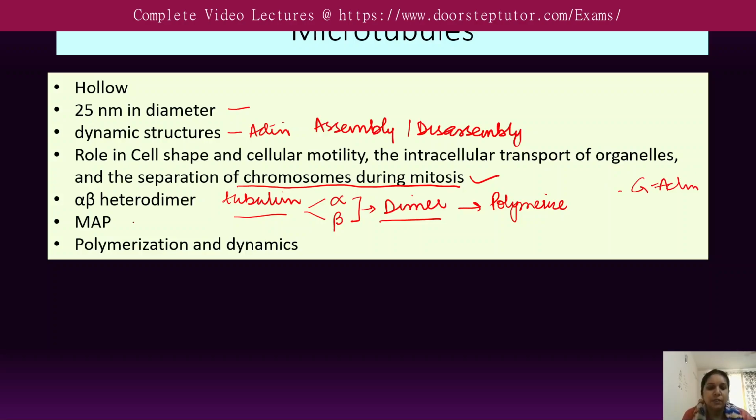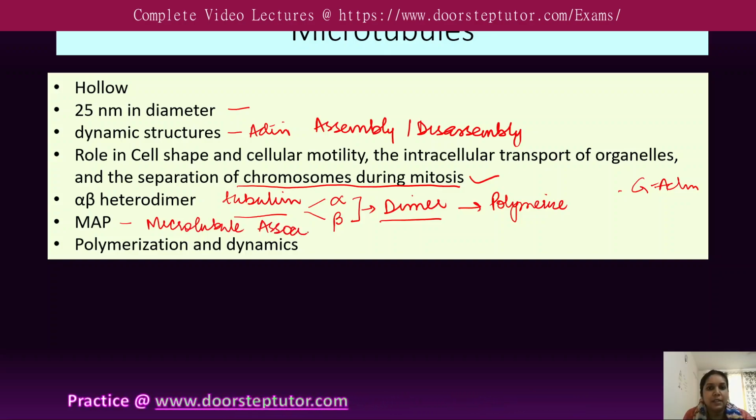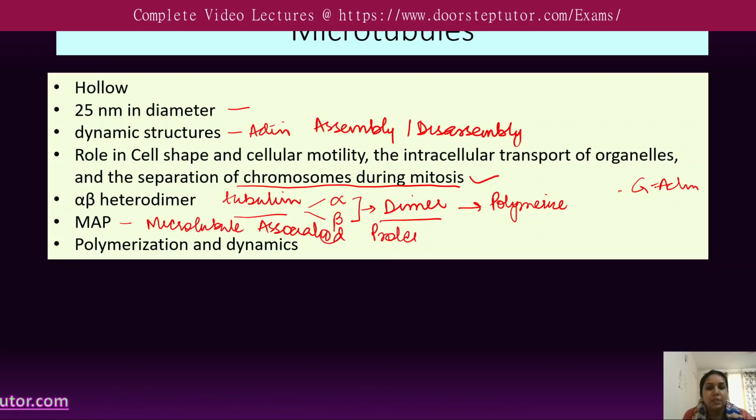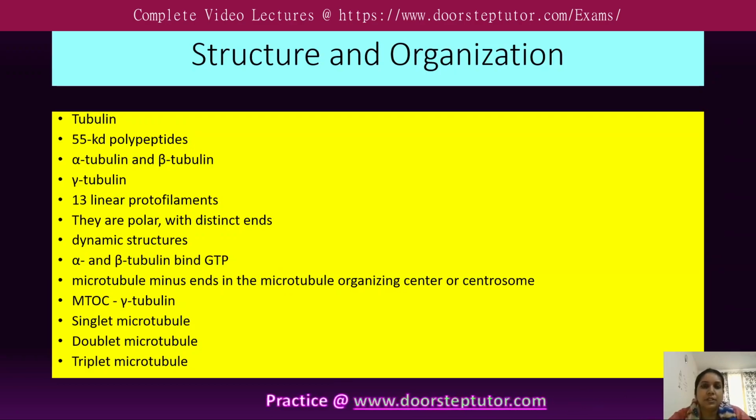Several MAPs, meaning microtubule associated proteins, are also involved, which are mainly responsible for the regulation of the synthesis and the disassembly of the microtubule. Now we'll discuss the structure and the organization.